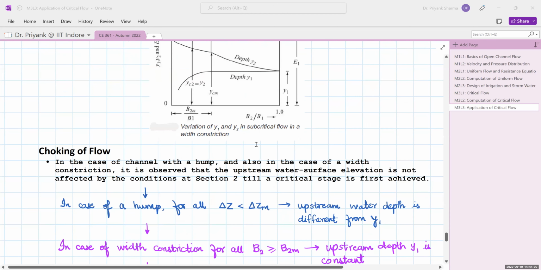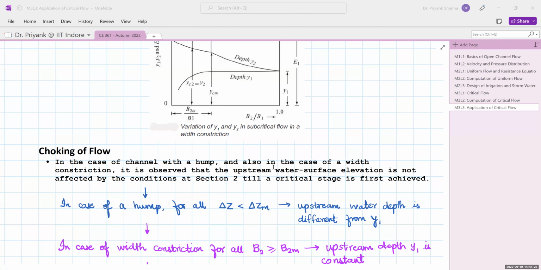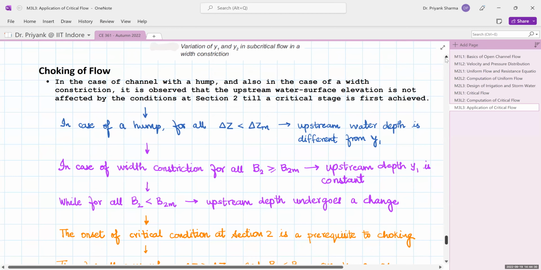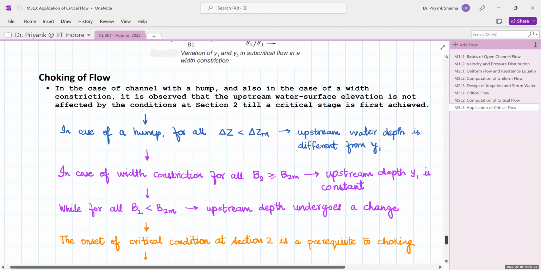Now there comes a special case where, let us say, you simultaneously raise the hump and reduce the width, so you are reaching that particular point where both the effects are happening in parallel. In that case, we observe that the upstream water level is not affected until the critical stage is reached. So that means the critical stage is very important in this case. Let us recall how these two effects can be merged and visualized.